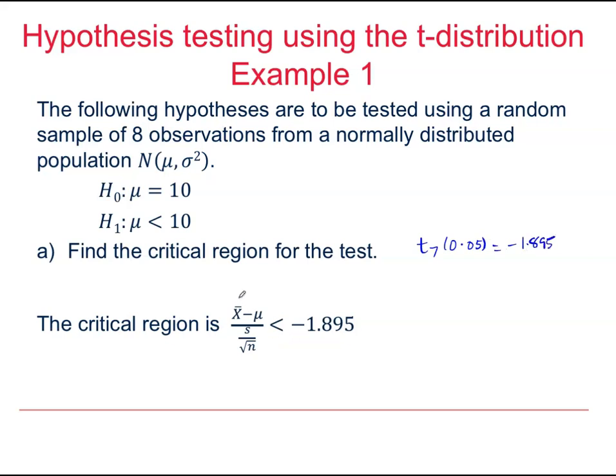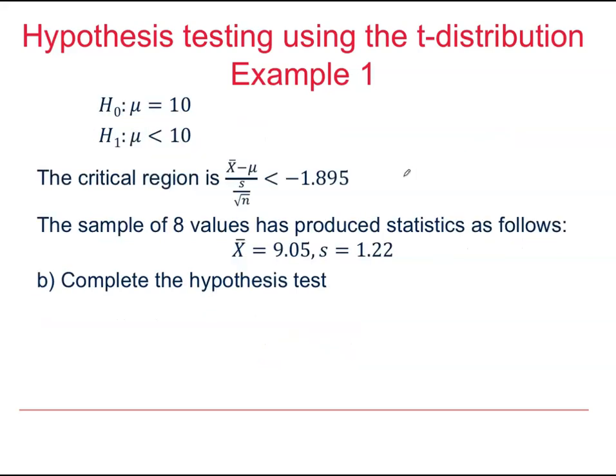This means that the critical region for this test quantity here is going to be less than minus 1.895. We have found the critical region for the hypothesis test, and we're now given sample statistics of sample mean of 9.05 and a sample standard deviation of 1.22. We're now required to complete the hypothesis test.